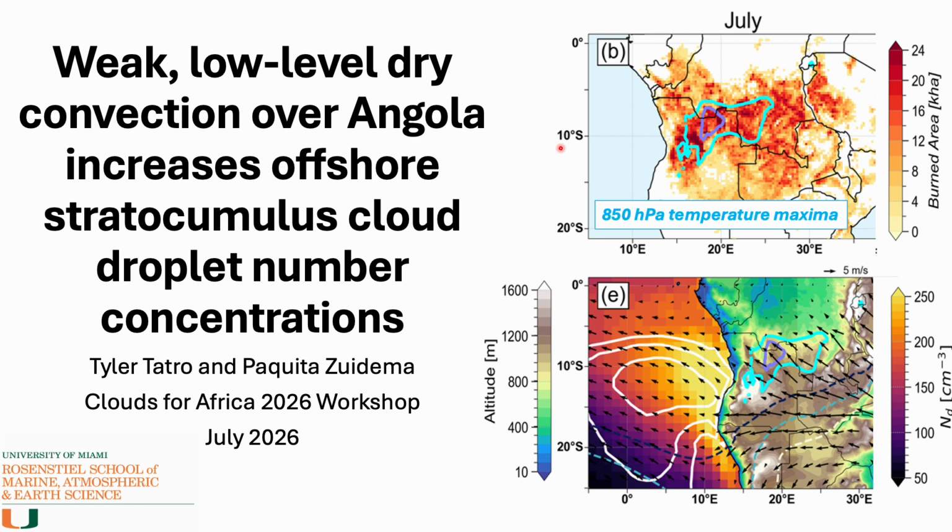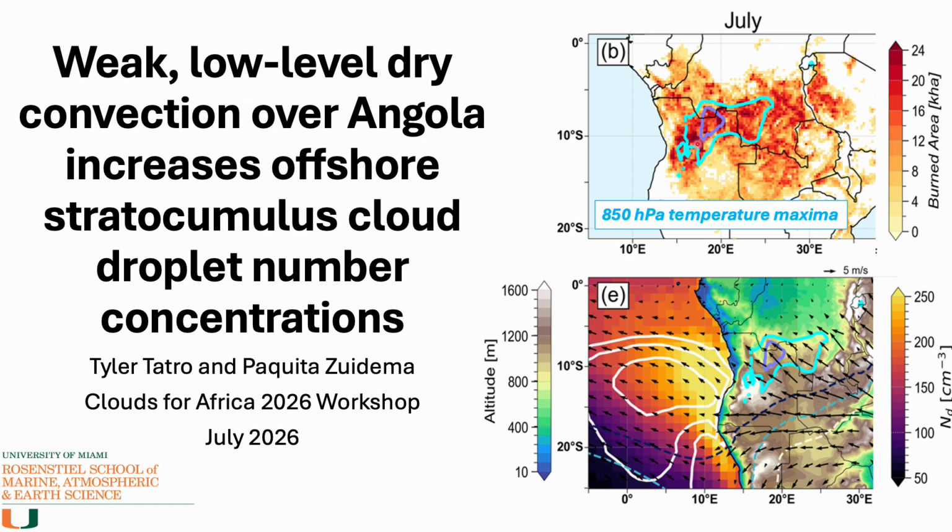Pakita Zaidama, and today I'm going to briefly discuss some work we've done diagnosing low-level dry convection over Angola in the beginning of the biomass burning season and how that's influencing smoke transport and offshore cloud radiative properties in June through early August. So what I've done here to introduce ourselves is I've plotted burned area overlain with local surface temperature maximum at 850 hectopascals, seen here in these blue contours.